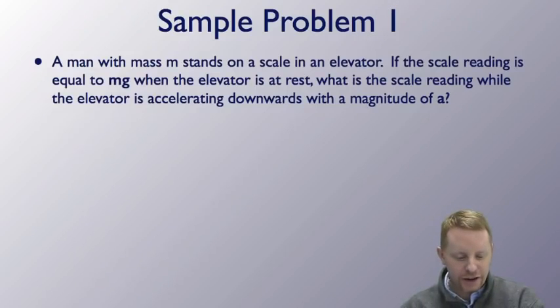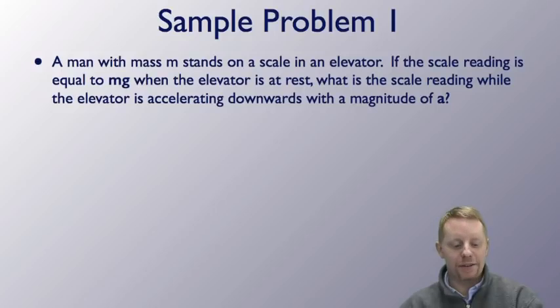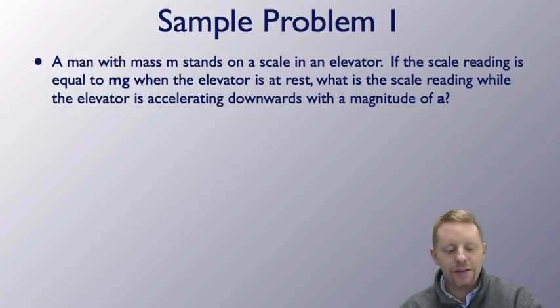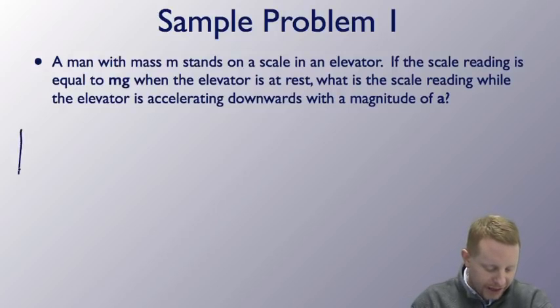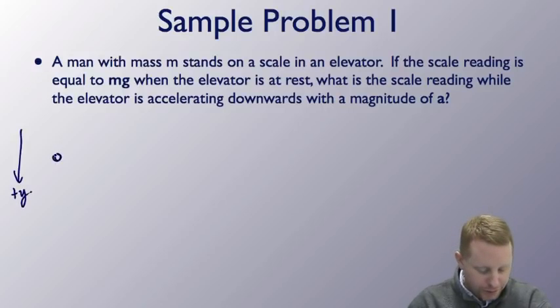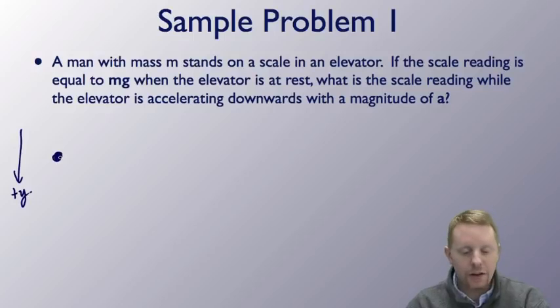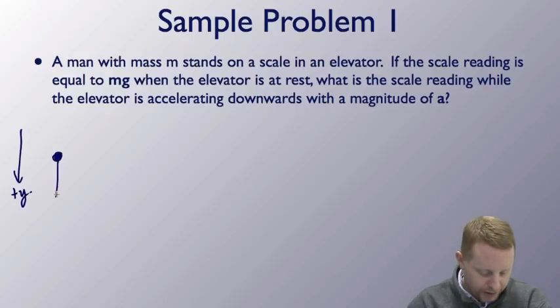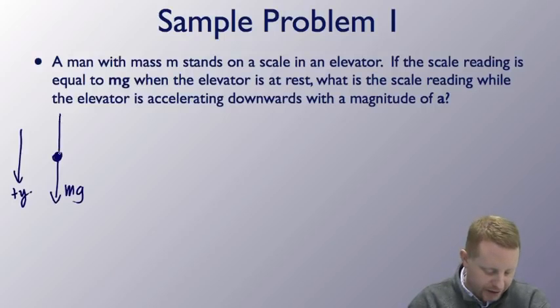All right, let's take a look here at a sample problem. A man with mass m stands on a scale in an elevator. If the scale reading is equal to mg when the elevator is at rest, what is the scale reading while the elevator is accelerating downwards with a magnitude of a? Well, if it's going to move downwards, let's set up our axes. Let's call down the positive y direction. And we'll draw our free body diagram for the man in the elevator. We've got a dot for the person. We have the force of gravity on them, mg down, and the normal force, the force of the scale, back up.